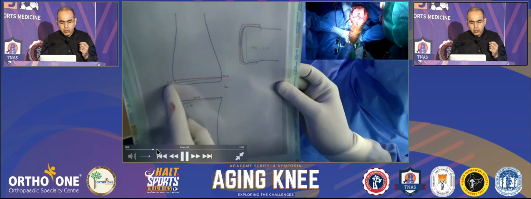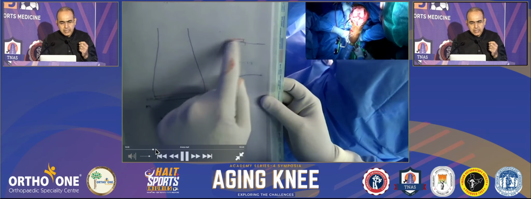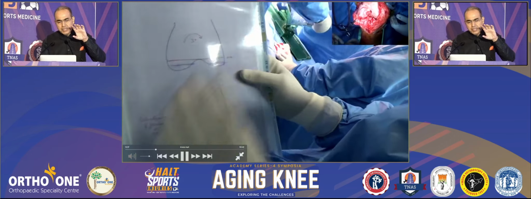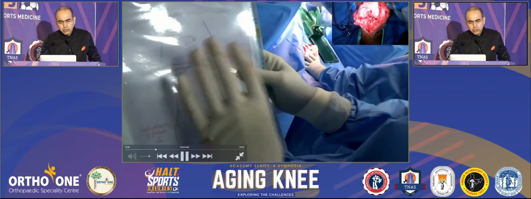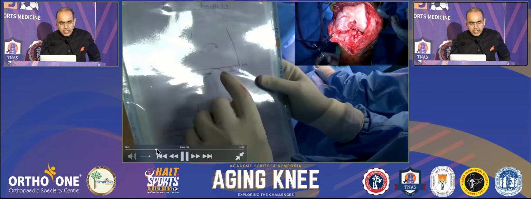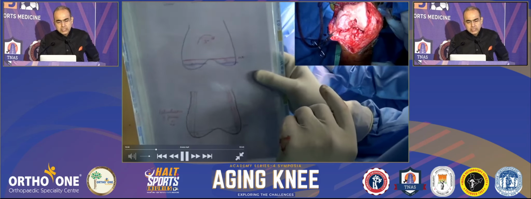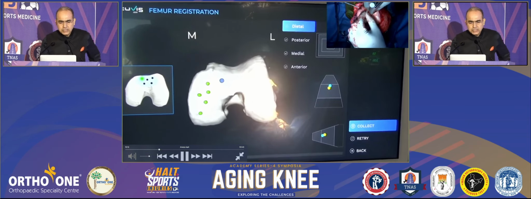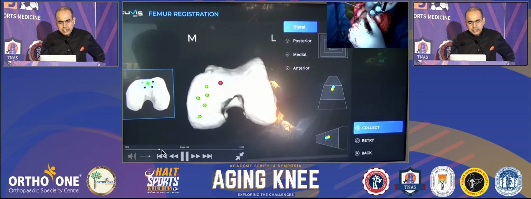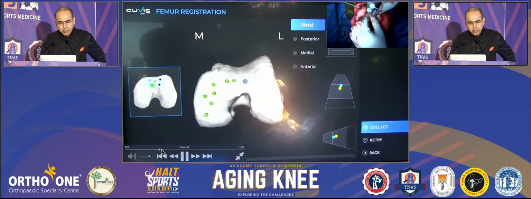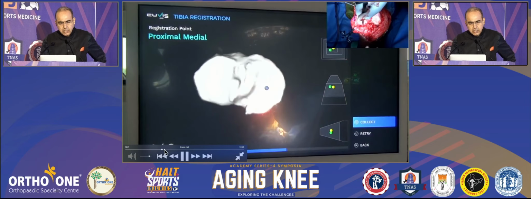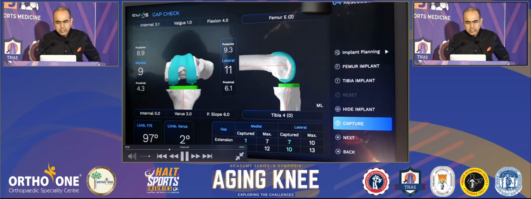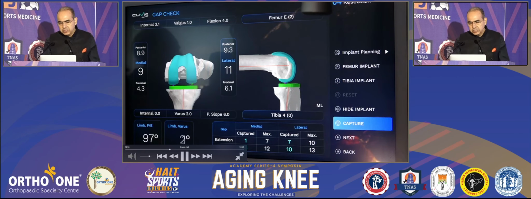So once we have done that, the next important principle is that there is no need to rotate the femur 3 degrees. Your rotation is equal posterior medial and posterior lateral. And there is no need to lateralize the femur also. Centralizing the femur is good enough. Then we register the points on the femur and the tibia. There are about 40 points which need registration, and once all the points are registered, then we are ready for the gap balancing, which the robotic system will show us.